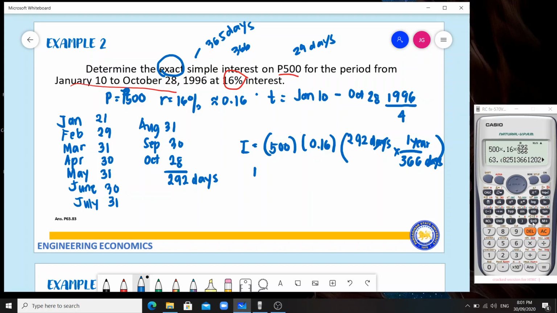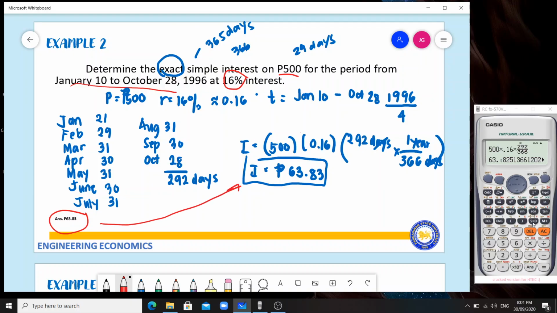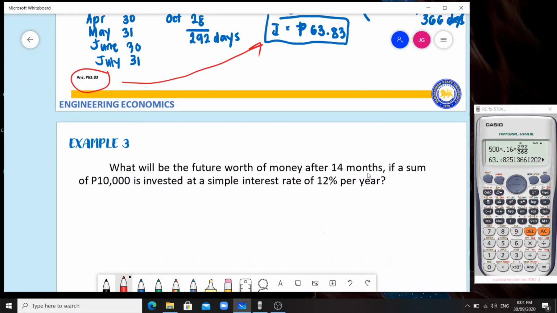63.83. Ang interest pala nito ay 63 pesos 0.83 centavos. Yan. So, as you can see, tama naman na siya so far. Okay? Next. Let's go to the next example.